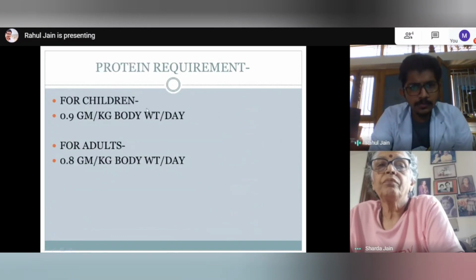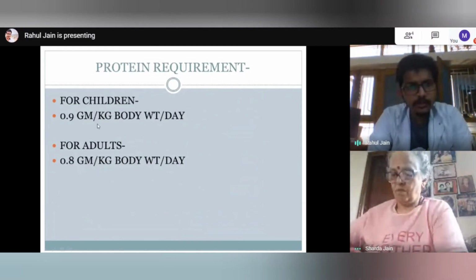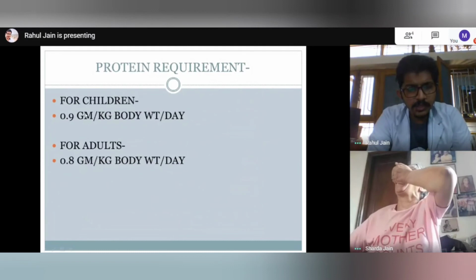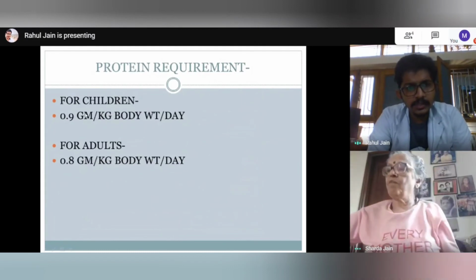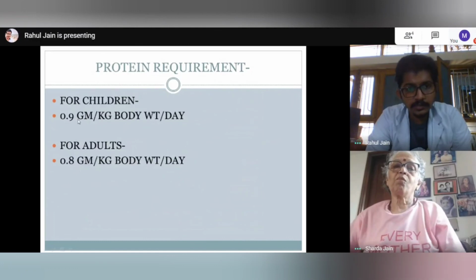The protein requirement for children is 0.9 grams per kg body weight per day, and for adults it's 0.8 gram per kg body weight per day. So if an adult is 50 kg, then the demand is hardly 40 grams of protein per day. And for children, if a child is 20 kgs, then the demand is 18 grams per day at least for adequate growth.